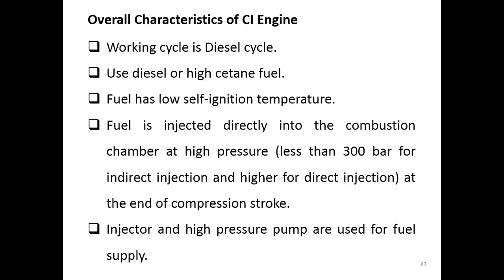How about the CI engine? The working cycle is called the diesel cycle, and it uses diesel or high cetane fuel. Different, huh? For the gasoline fuel, we use octane to represent the class of the fuel. But for diesel, we use the cetane number to represent the class of the fuel. So what is the characteristic of cetane? We talk about the high cetane fuel.